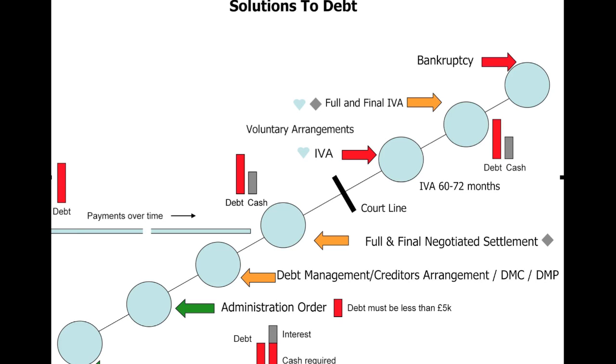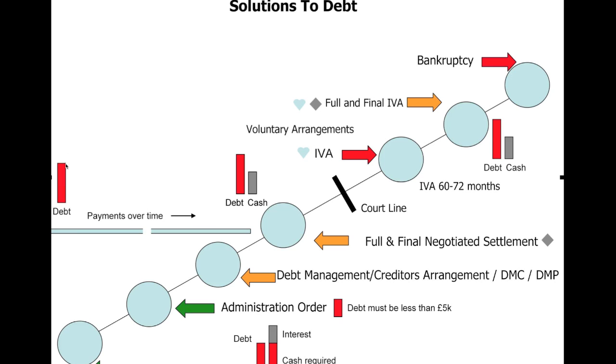The administration order, which is the next one up, the admin order is, again, the debt must be 5k or less, and this is where the client pays so much per month over 3 years. Common one is debt management plan or creditors arrangement. It's called a DMC, a debt management company, or a DMP, debt management plan.